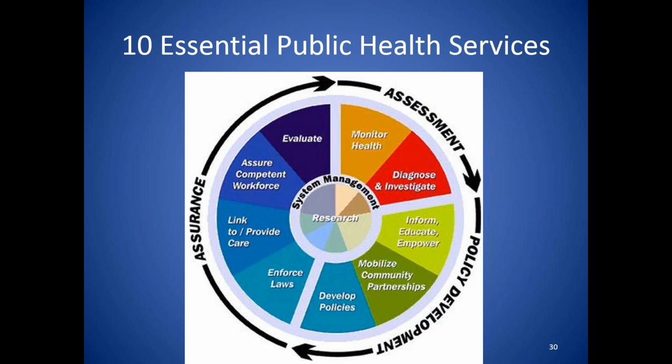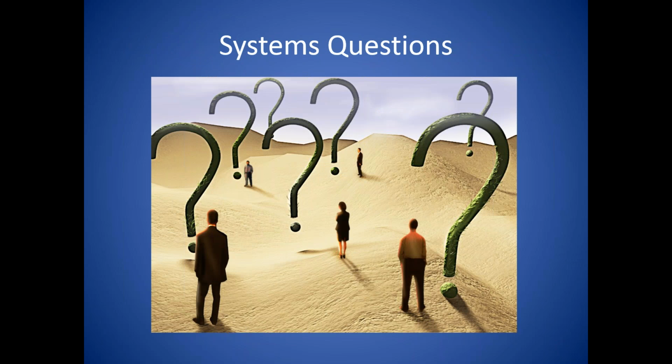Three components: policy development, assurance, and assessment. And as you can see, under policy development, we have the essential components of informing, educating, and empowering, mobilizing community partnerships, and developing policies. Under assurance, enforcing laws, links to provide care, efforts to assure a competent workforce, and then finally evaluation. And then under assessment, we have monitoring of health and diagnosis and investigation. And you'll see that as an example in a variety of settings.